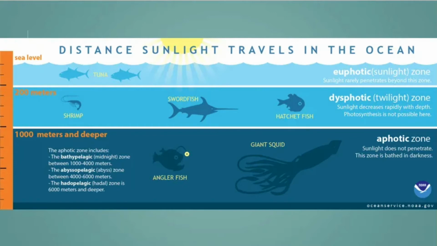The photic zone is areas where the sunlight reaches. The dysphotic zone is where there is very little sunlight and photosynthesis is not possible. And the aphotic zone is areas where light doesn't reach at all.